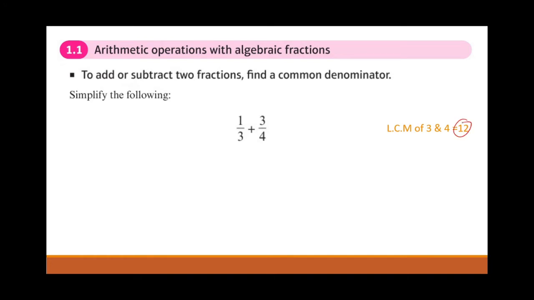Now, if you have bigger, more complicated numbers, you can use the LCM procedure to find the LCM. But for simple numbers, you can see the LCM just by looking, right? So once you get the LCM, you can make the denominators the same by multiplying with the missing factors. So to get 12 for the first fraction, we need to multiply the denominator with 4. So we are multiplying with 4 over 4. And for the second fraction, 3 over 3.